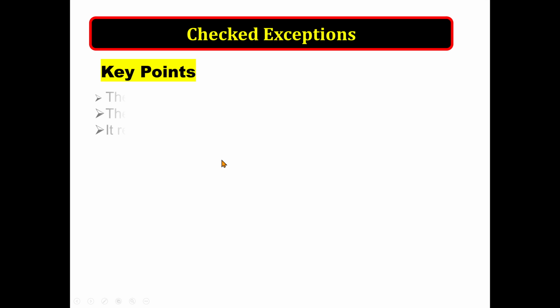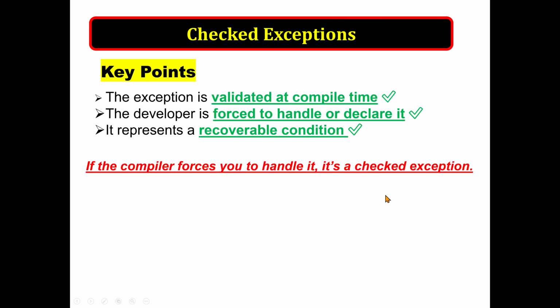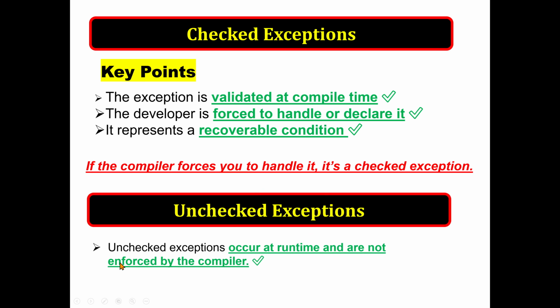Now let us compare. We have seen these key points for checked exceptions, and for unchecked exceptions, they occur at runtime and are not enforced by the compiler. Checked exceptions force the developer to handle them, and those are checked at compile time. But unchecked exceptions are runtime exceptions. That's why the compiler will not force you to handle them at compile time. So this is the key difference between checked and unchecked exceptions.